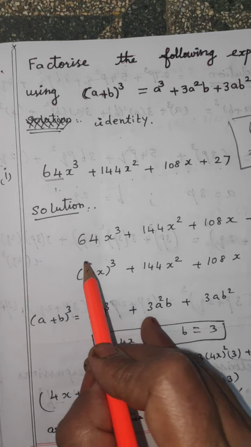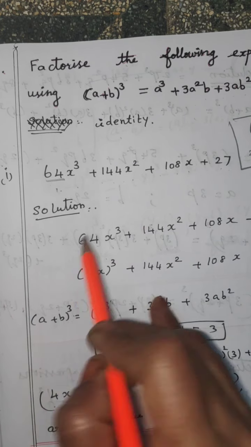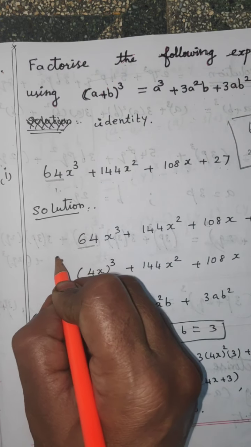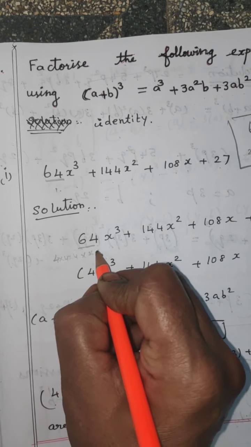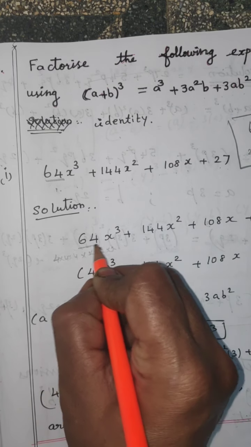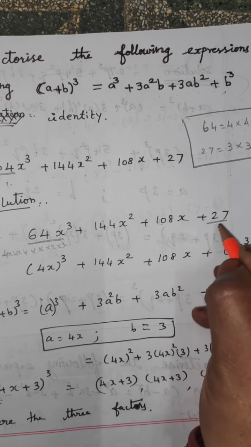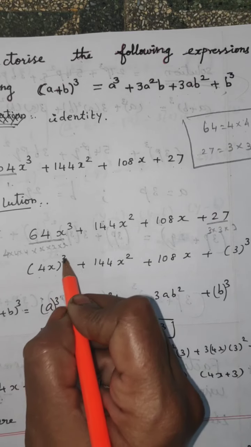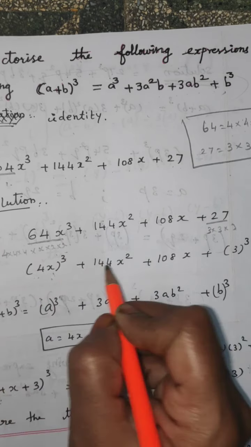So now, 64x cube equal to, now how do we expand that? 4 into 4 into 4 x cube. So 64 you write as 4 into 4 into 4 x cube, x into x into x. Only the first term and last term you expand for now. 3 into 3 into 3. So this is 4x whole cube. How do you write it? 4x whole cube. You expand that, and the answer comes.